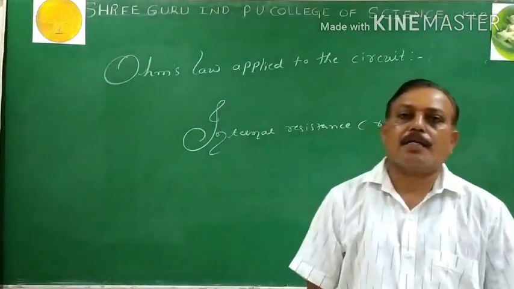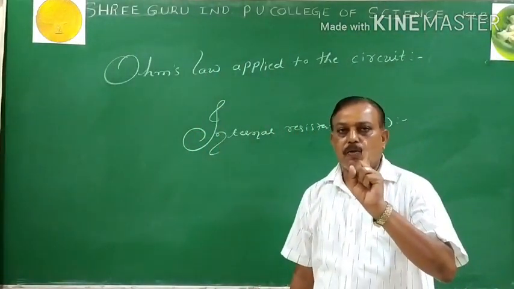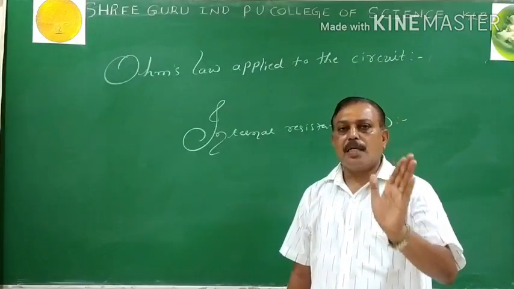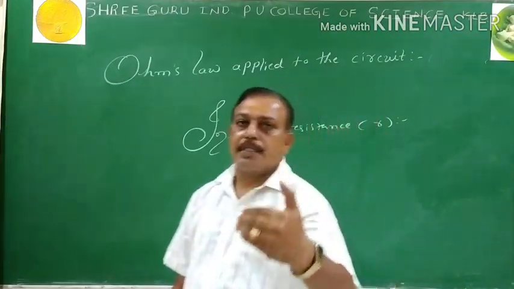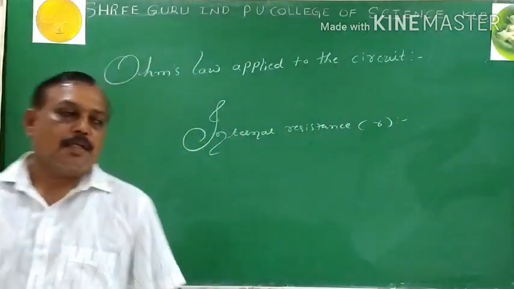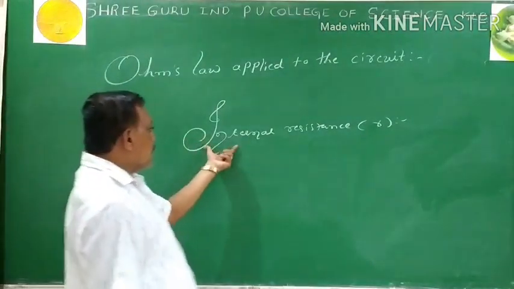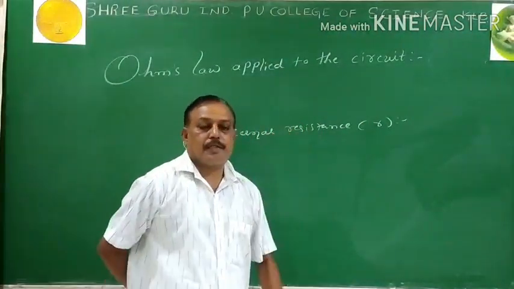So it means that the newly prepared cell has the least internal resistance. As the cell goes on being used, its internal resistance increases. So the internal resistance depends on which factor?